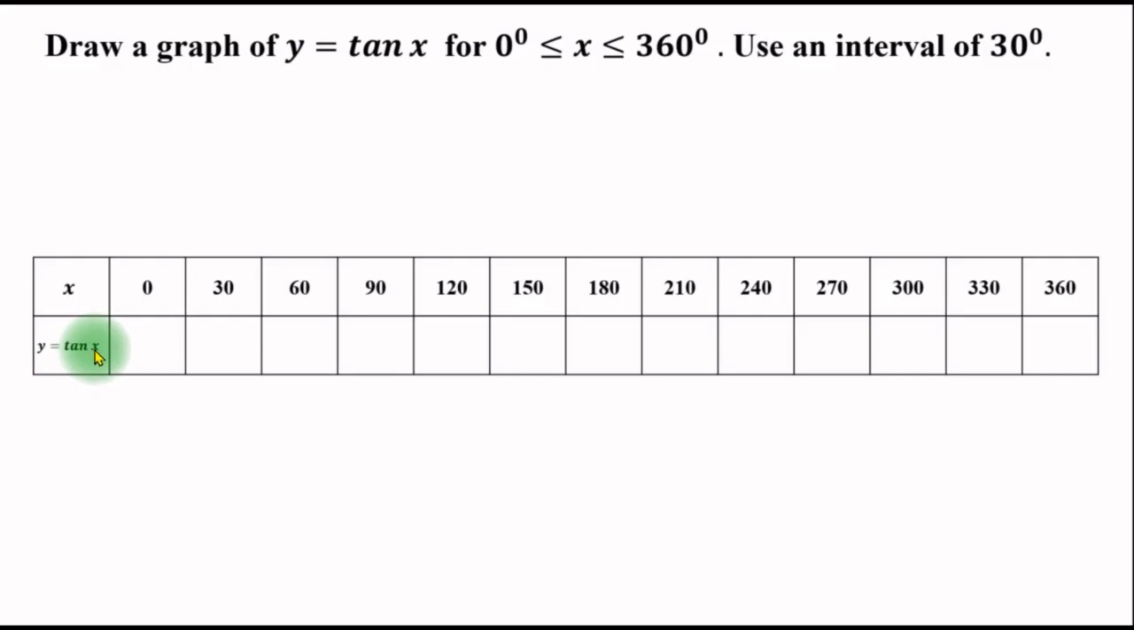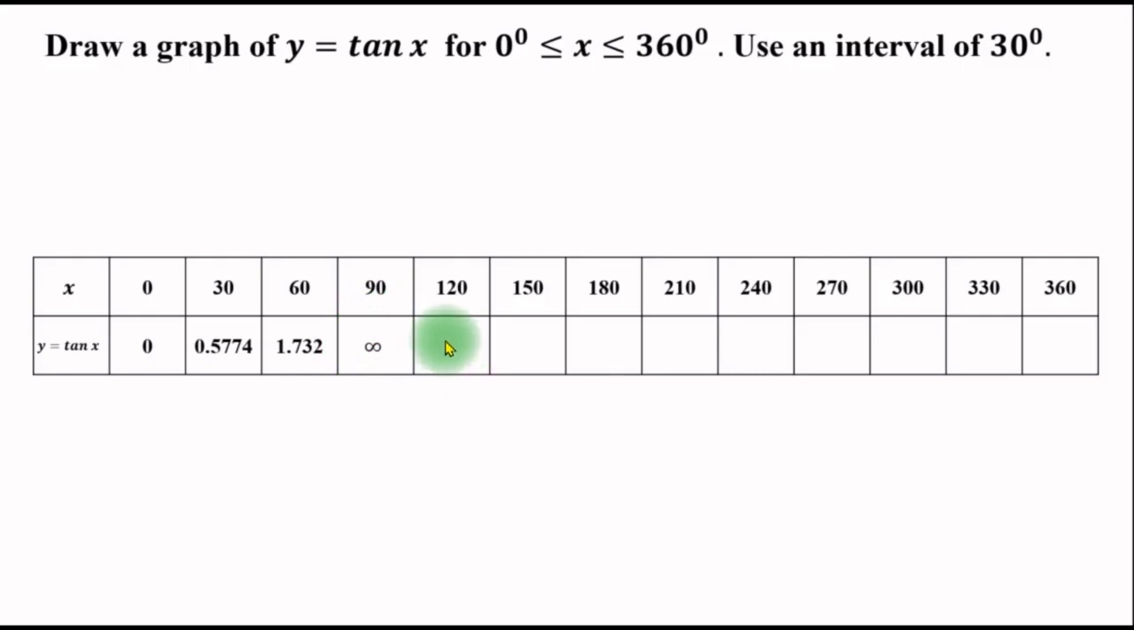Then we substitute the values of x into tan x. Tan 0 will be 0, tan 30 will be 0.5774, tan 60 will be 1.732, tan 90 is undefined. If you use your calculator, you'll find that it is writing math error. This is undefined, and at this particular point we have an asymptote line. So we shall see that once we plot the graph.